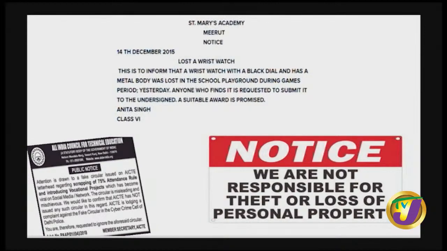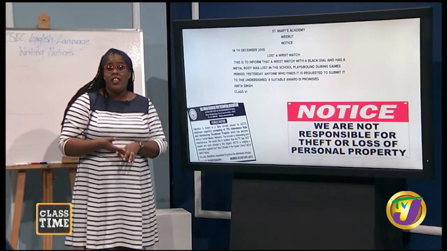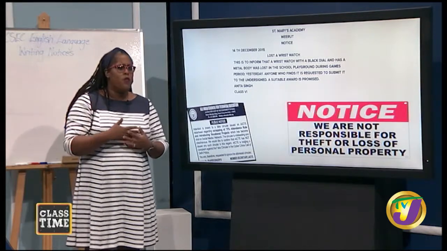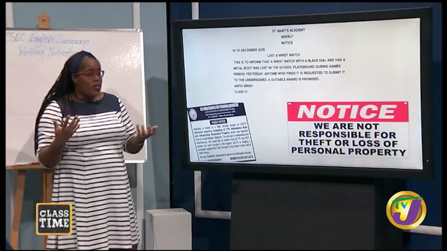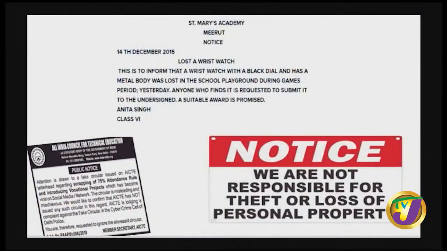Attention is drawn to a fake circular issued on ACTE letterhead regarding scrapping of 75% of attendance rule and introducing vocational projects. Now, this is a public notice warning about a fake circular going around. Now we see several of these. I've seen many of these. Think about it if you have ever seen any notices like these. The other one, notice: we are not responsible for theft or loss of personal property. Now, think about it. How would you categorize these types of notices?